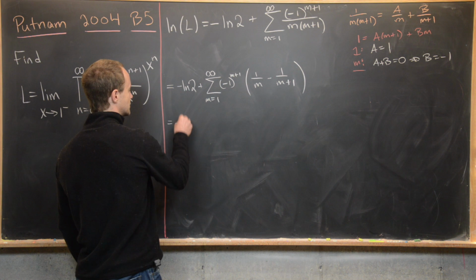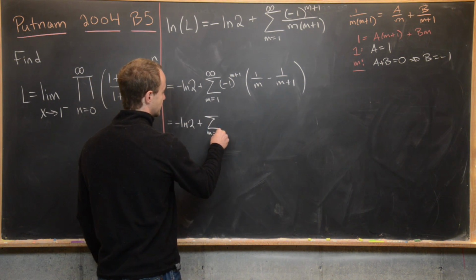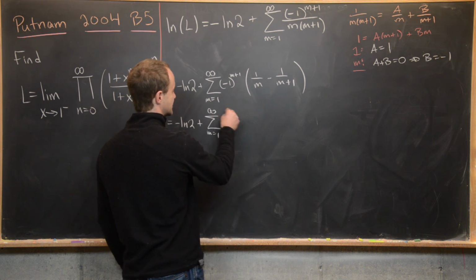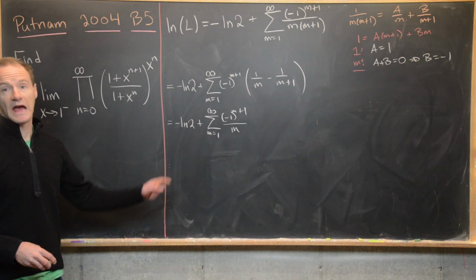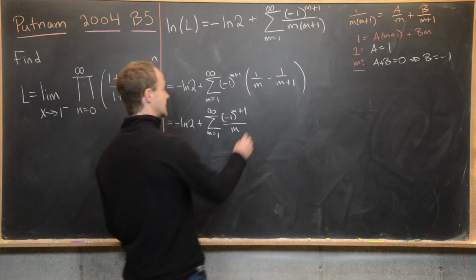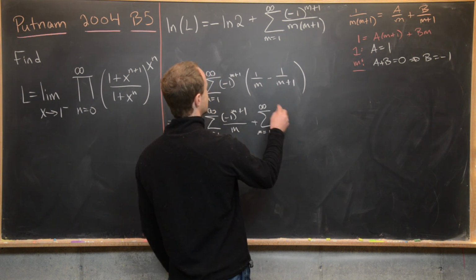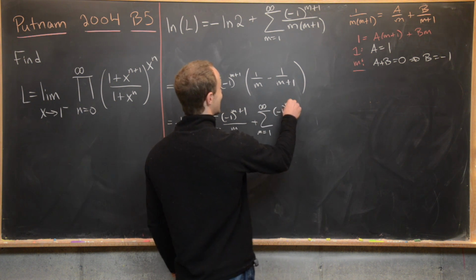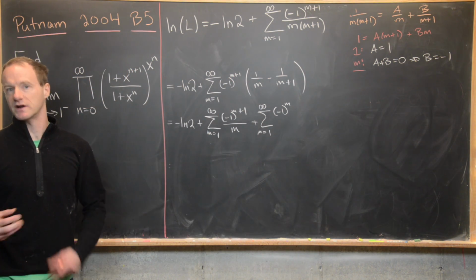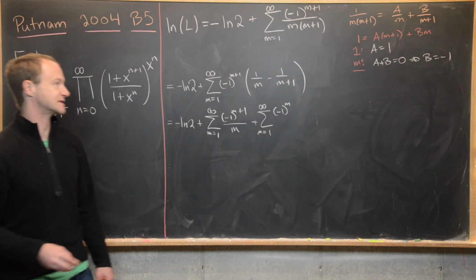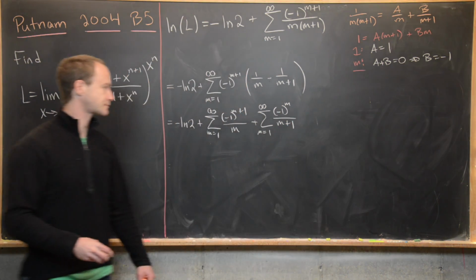So this is going to be equal to minus natural log of 2 plus this sum as m goes from 1 to infinity of (-1)^(m+1) over m. And then the next one will be, let's see, plus this sum as m goes from 1 to infinity of (-1)^m over m plus 1. That's because minus 1 times (-1)^(m+1) is (-1)^(m+2), which is the same thing as (-1)^m, all over m plus 1.